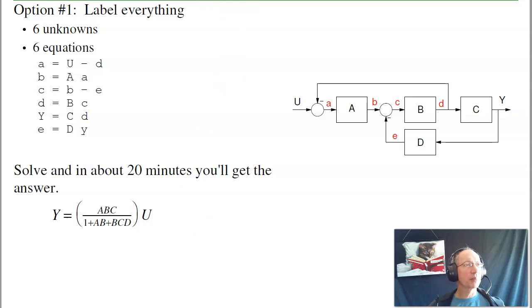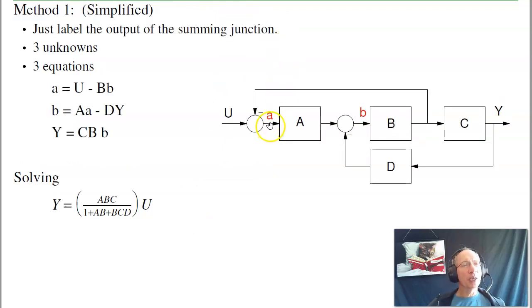That's one way. A little bit easier, if you just define the summing junctions as your output, that also works. That's a little bit easier. Here I only get 3 equations, 3 unknowns, which is way better than 6 equations, 6 unknowns. In this case, I would get Y is C times B times little b. Little b is minus D times Y plus A times little a. And little a is U minus B times B. 3 equations, 3 unknowns, substitute and solve. I get the same answer. Third approach.